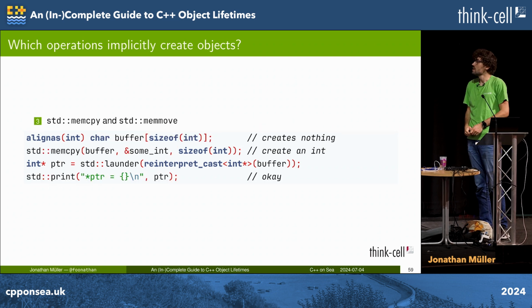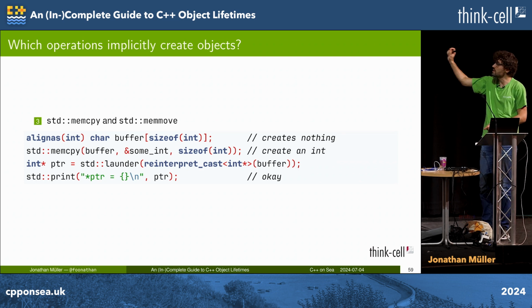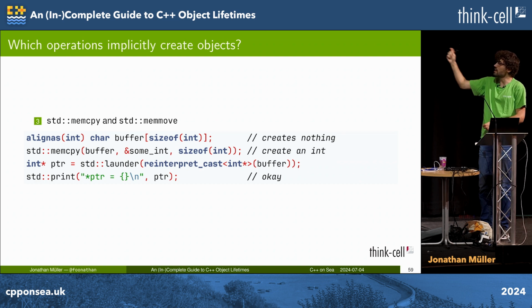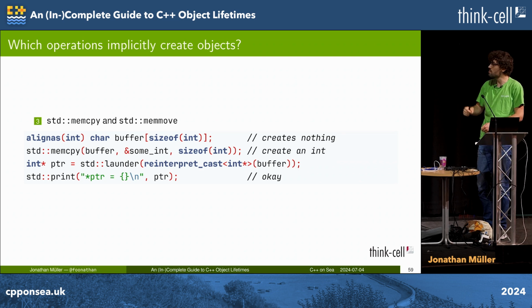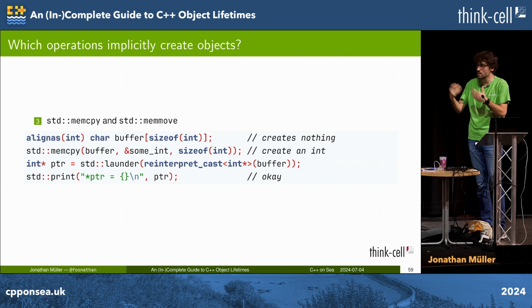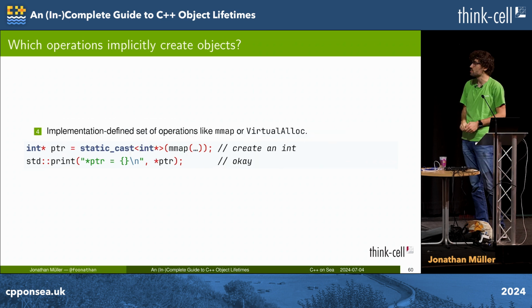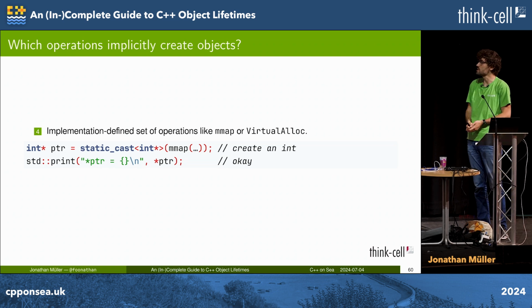memcpy and memmove also do that. So here we have a char buffer. A char buffer is not an unsigned char buffer. It's also not a std::byte buffer. So this on its own is not allowed to implicitly create an object. But when we memcpy an int in there and then later use it as the int, and again we need the launder because of the other thing, pretend the launder doesn't exist, the memcpy is allowed to create the int to make the code well-formed. So memcpy and also memmove implicitly create objects in some storage in order to make the code well-formed. And then there's a set of implementation-defined operations that do that, like presumably mmap or VirtualAlloc or whatever. That also implicitly creates objects, just like malloc or the other allocation functions.